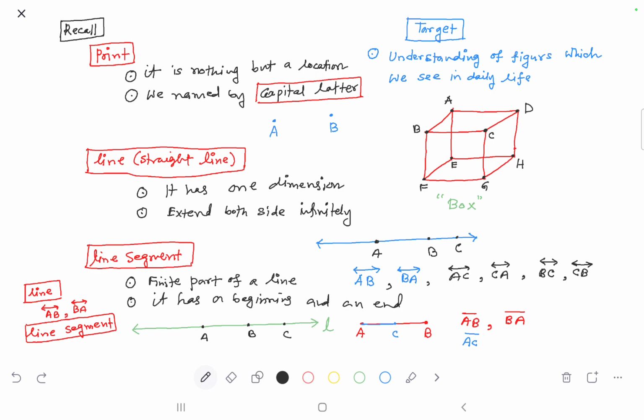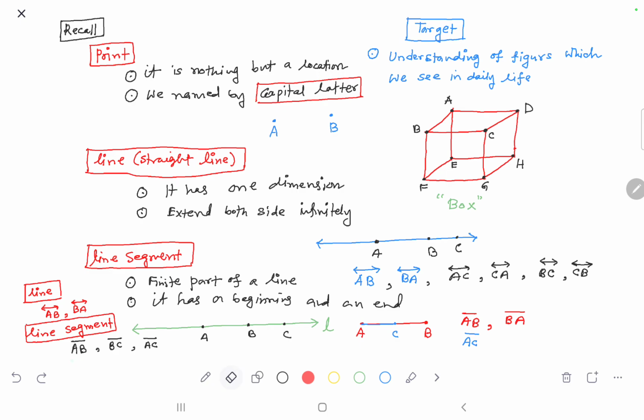Recall that a line segment means a finite part of it. So we have three points A, B, C. We could take A to B, that line segment. We could take B to C, that line segment. We could take A to C, this line segment, right? Did you understand now? Yes, I do. The same thing, AB, you can think BA, right?